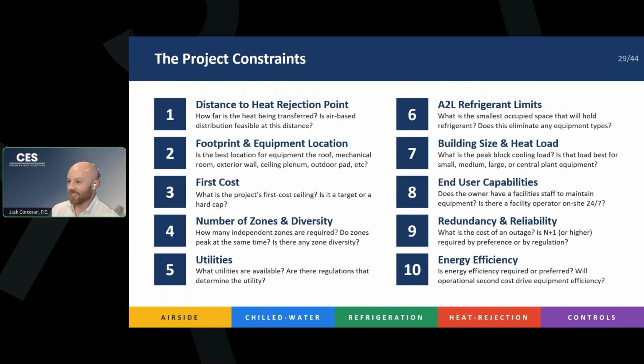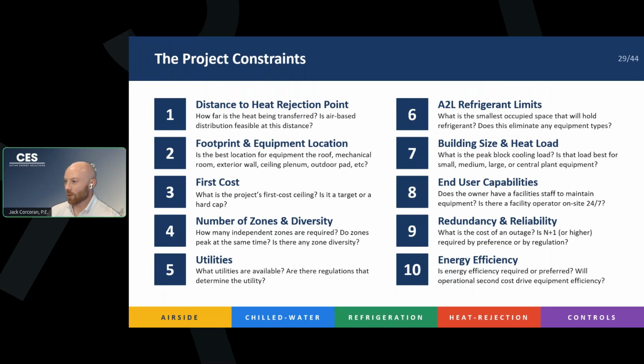Utilities: this day and age, we have electrification. Sometimes natural gas is not an option anymore. How do we get heat? We got to use heat pumps. We got to use resistance heat. That just might eliminate some of your options right there. But if you can use natural gas, maybe that's the easiest solution too in a packaged rooftop unit.